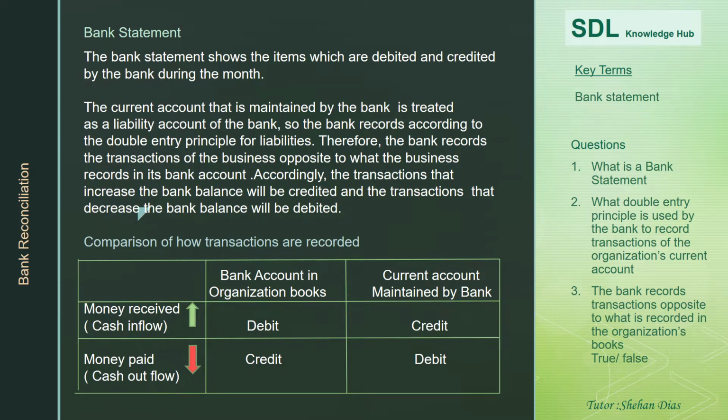Therefore, money received in the bank account of the organization is treated as debit, whereas in the current account maintained by the bank it is credited. Then money paid in the bank account is credited in the organization's books, but in the bank's current account it will be debited.